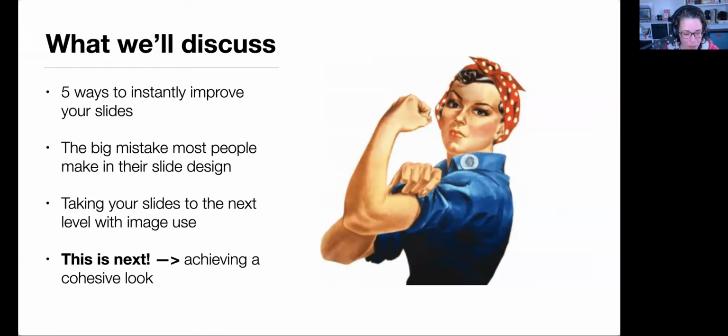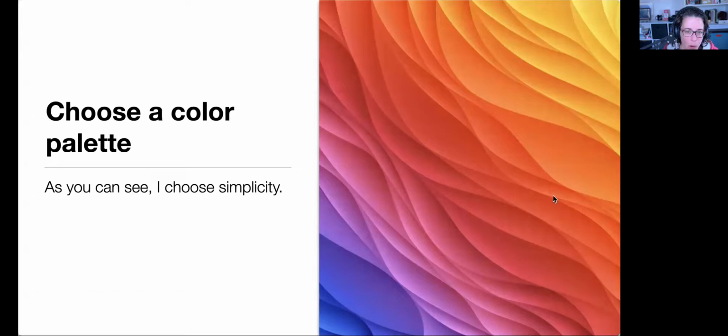Okay, so what we're doing next, the last little bit here, is achieving a cohesive look. And this is actually the easiest part. So number one, I would choose a color palette you're going to use either for the presentation that you're designing, or you could apply it to all of your presentations. As you've seen in my own examples again and again, I like white backgrounds and black type. You don't really get more simple than that.